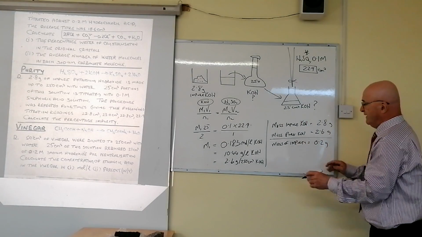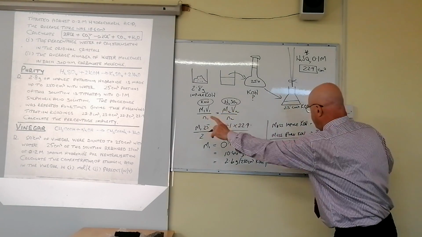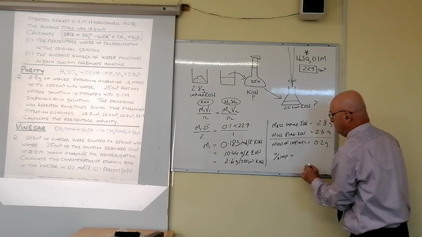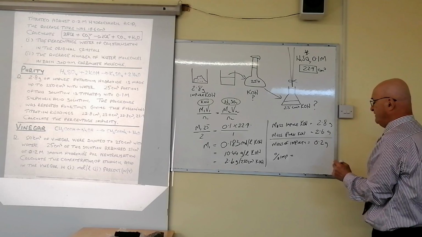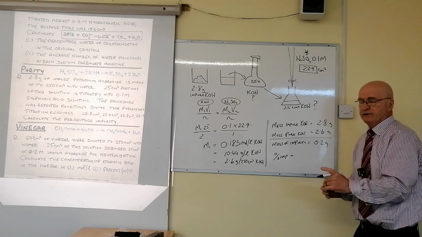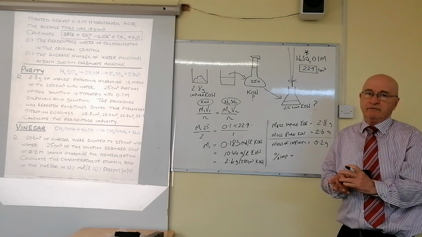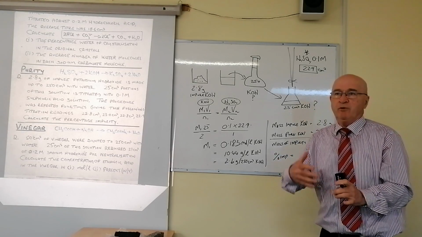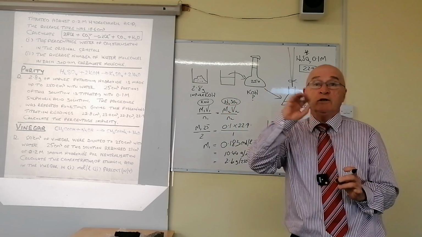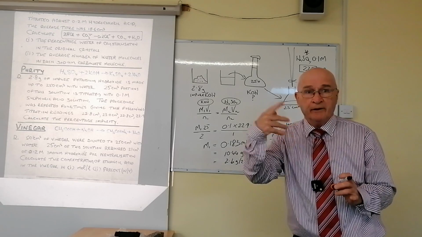Okay, now what I'm going to do next is the percentage. They've asked for the percentage impurity. And the percentage impurity is equal to, now do you know what it is? The percentage impurity is the mass of the impurity over the mass of the whole lot by 100. That's a standard statistical measurement. What is the percentage boys in the class? It's the number of boys over the total number in the class, including boys, by 100.